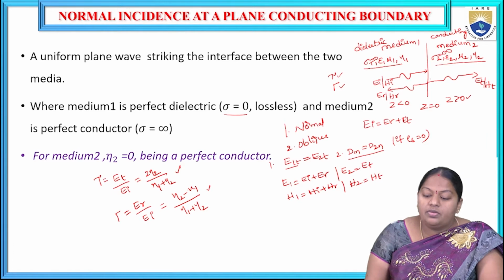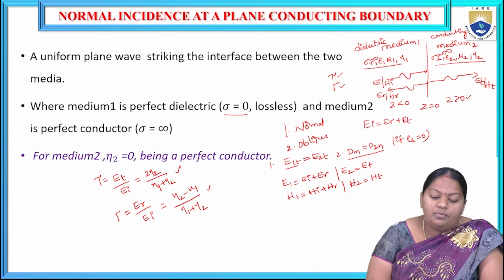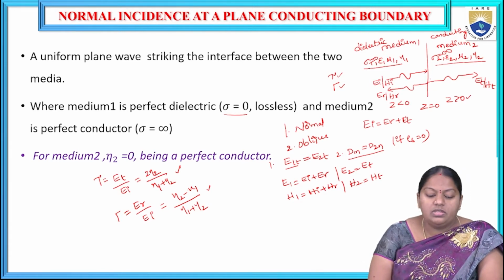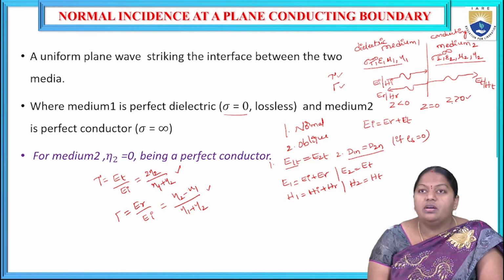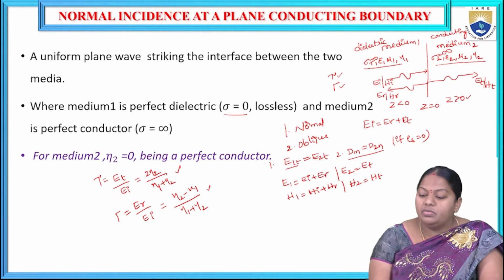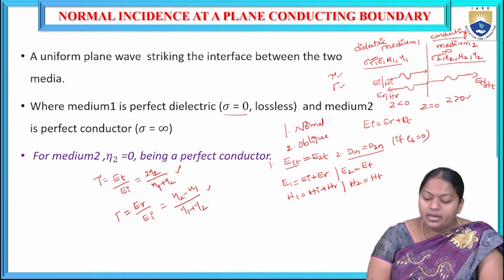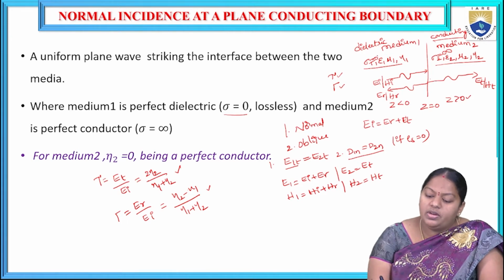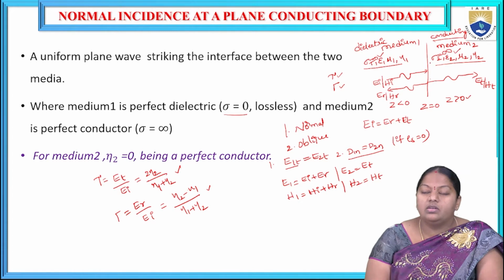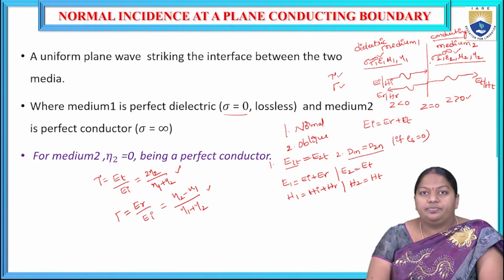But here, one of the media we have considered is a conducting boundary. So, a uniform plane wave strikes the interface separating two media, where medium 1 is assumed to be a dielectric medium and medium 2 is assumed to be a conducting medium. Right? For the dielectric medium, sigma is assumed as 0, and for a conducting medium, sigma is equal to infinity.